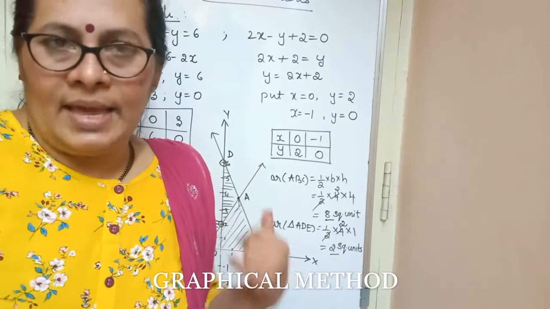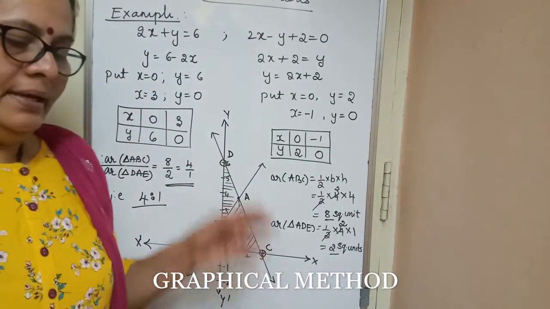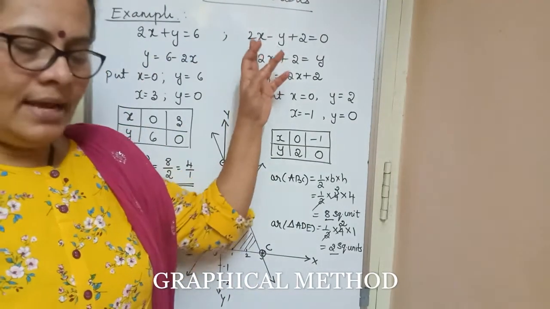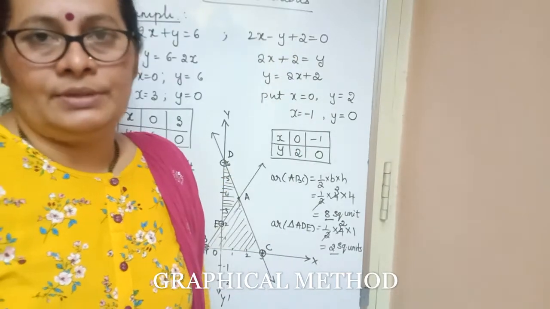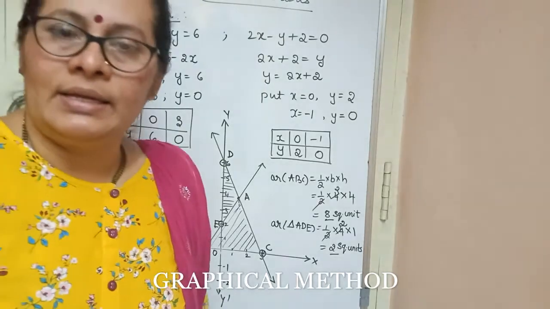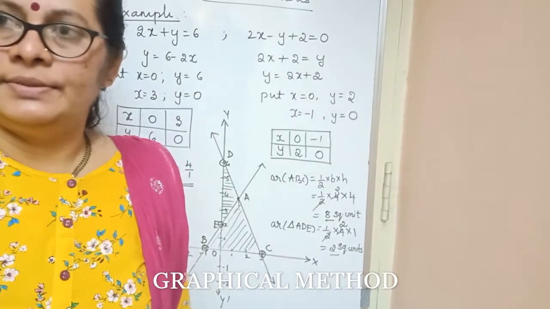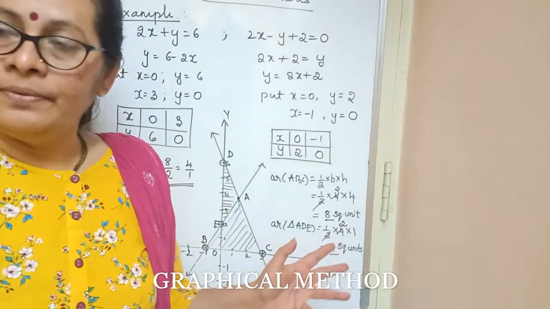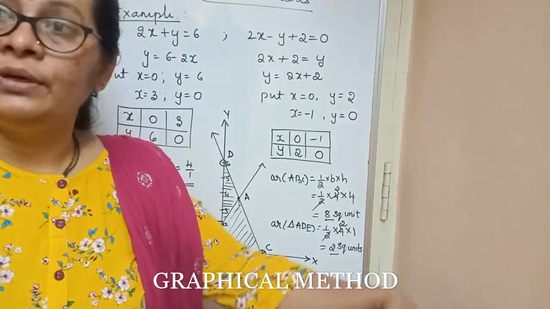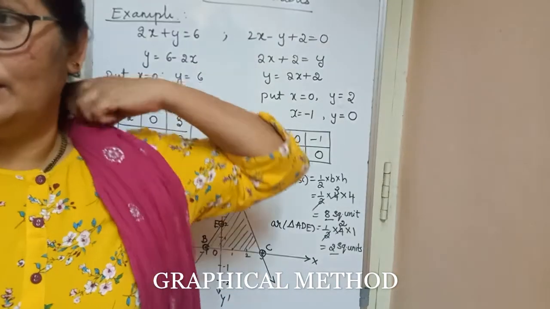Let us take one example for this graphical method. Now, graphically solve the following pair of equations: 2x plus y equals 6 and 2x minus y plus 2 equals 0. Now, find the ratio of the areas of the two triangles formed on the x-axis and y-axis. Not only do you have to plot the graph, after plotting you have to find the ratio of the areas of the two triangles on the x-axis as well as on the y-axis.